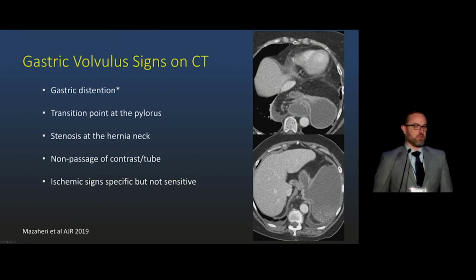As far as gastric volvulus signs on CT, remember that gastric distension is an important feature, but in patients who are actively vomiting or have an NG tube that's been partially positioned in the stomach, they may be decompressed. So we're looking for a transition point near the pylorus and stenosis at the hernia neck. If you give oral contrast, it should not pass beyond the gastric outlet. A non-passage of a nasogastric tube beyond the GE junction can sometimes be a helpful sign. And remember that similar to small bowel obstruction, ischemic signs such as surrounding fluid, fat stranding, and pneumatosis are specific but not sensitive.